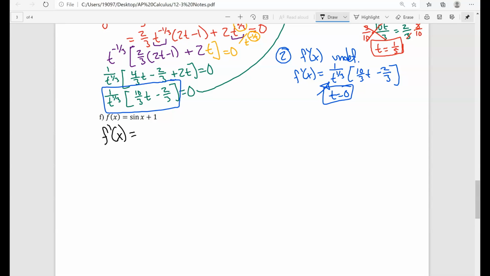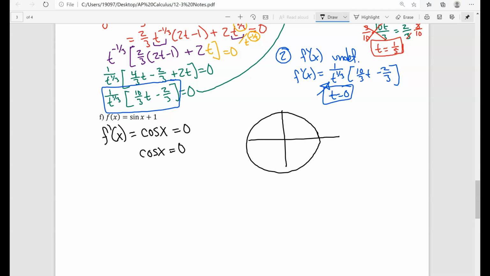So the derivative of sine of x is just going to be cosine of x. The derivative of 1 is just going to be 0, and we're going to set this equal to 0. So now what we have to look at is where exactly the cosine is equal to 0. So we've got to think about the unit circle, and all the points in which cosine is equal to 0. You can see that the cosine itself, which is the x value on the unit circle, is going to be equal to 0 at these 2 points, the top and the bottom. So this will have a pi over 2 and a 3 pi over 2.